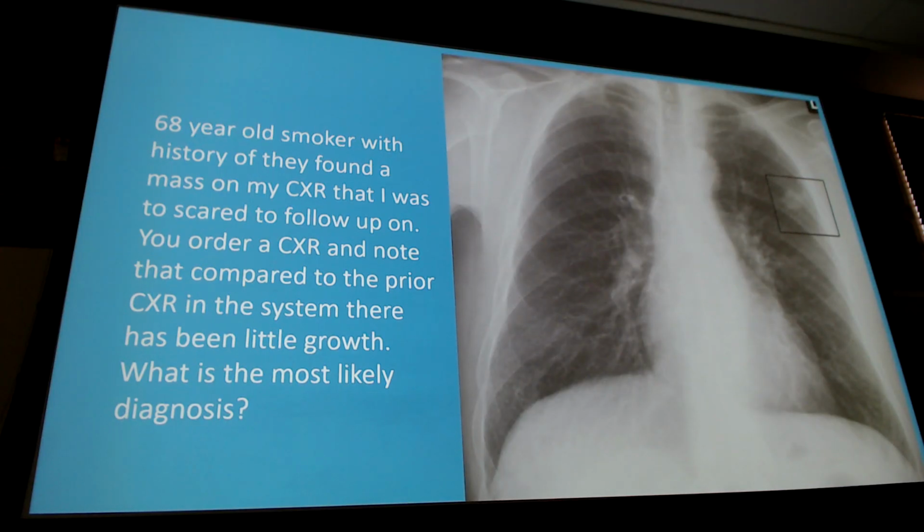68-year-old smoker, history of a mass on X-ray that I was scared to follow up on. They saw somebody else. They didn't see you originally, right? They PCS'd in, something along those lines. You went to the chest X-ray to follow up, and you compare it to the prior one, and you see very little growth. You also see the location that I have given it to you. So what's your most likely diagnosis?